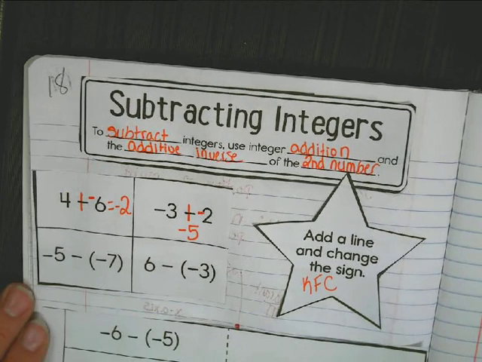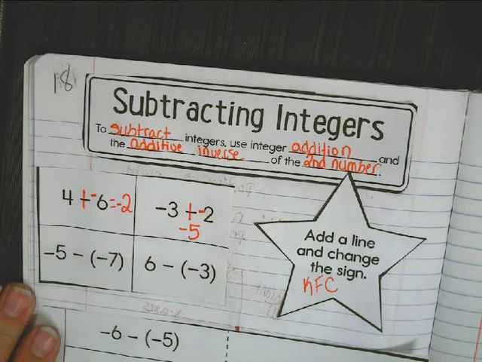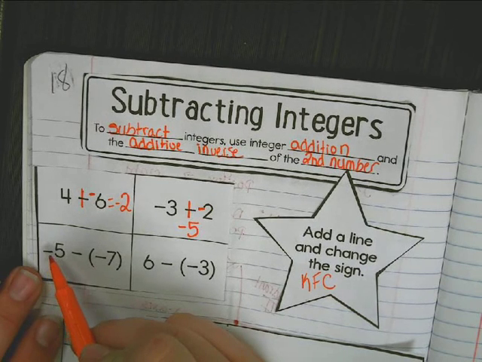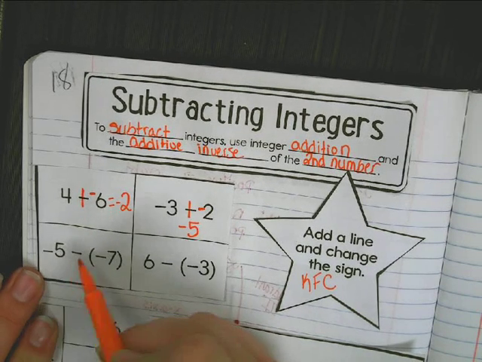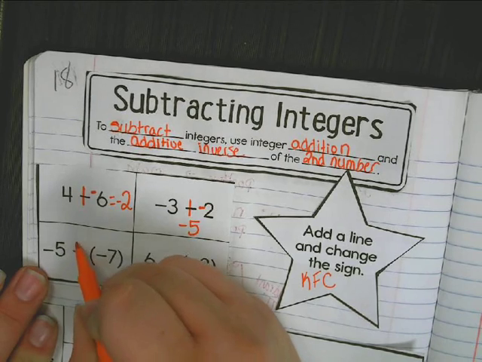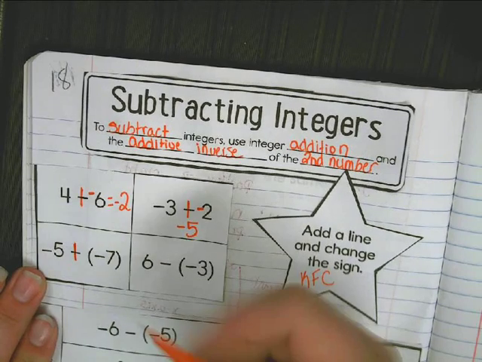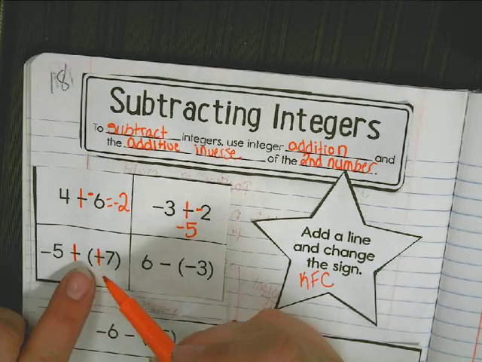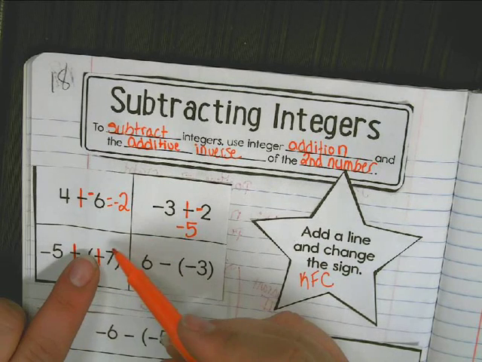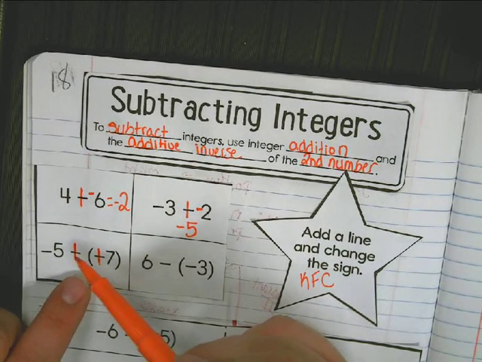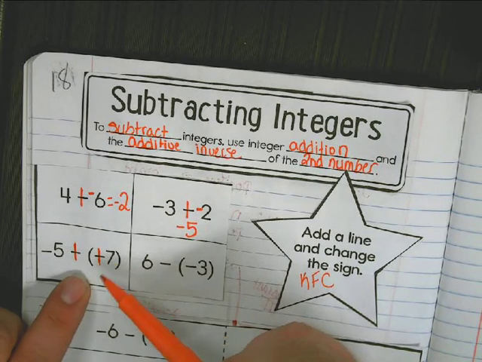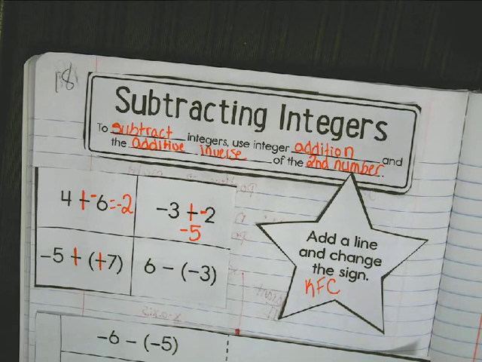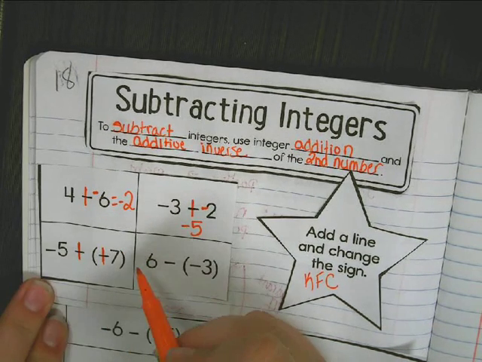-5 minus a -7. Keep your -5. Do not change it. Flip the minus to a plus. -7 turns to a +7. Notice how they have this in parentheses? That is just showing that this 7 is negative. They're doing that to separate the signs, because otherwise you'd have 2 minus signs right next to each other. That's the only reason for the parentheses.